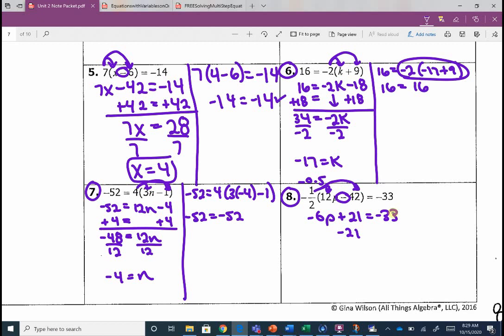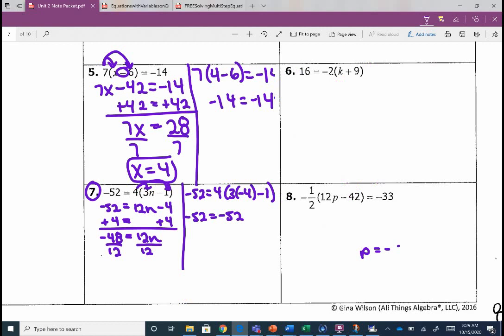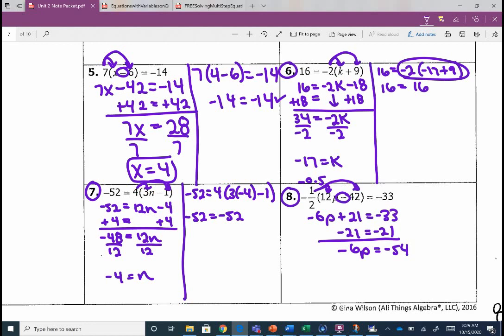Subtract 21 from both sides. Negative 6p equals negative 54. Again, watch your signs. Those are both negatives. Divide by negative 6. We get that p equals 9. So be very careful with your signs. That's where some of you are getting a little bit stuck. We're leaving a negative sign out here or there, and then we go to check and we don't have the right answer. So again, just be super careful with those negative signs.